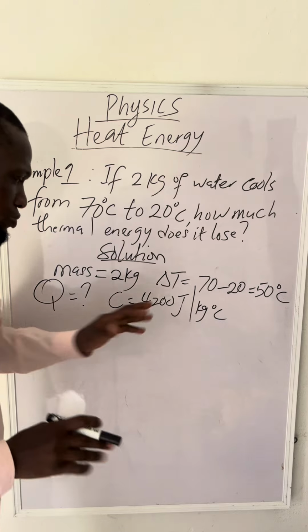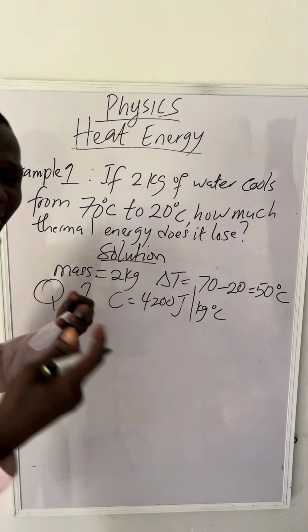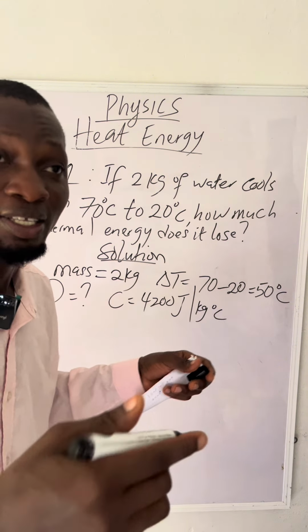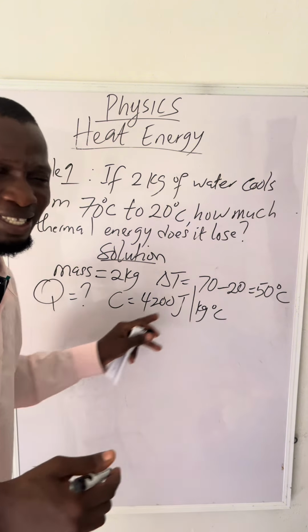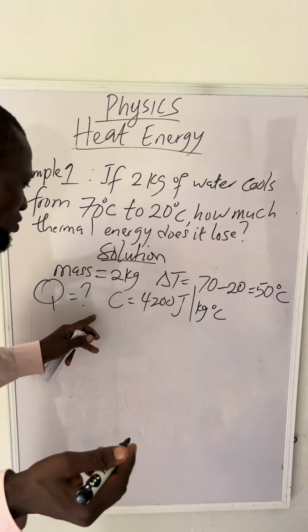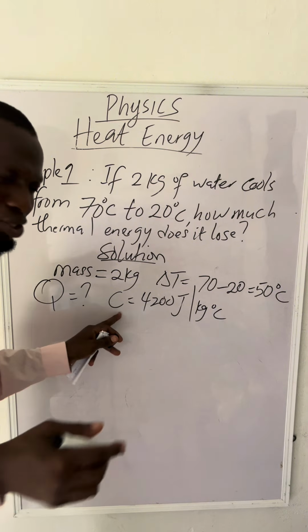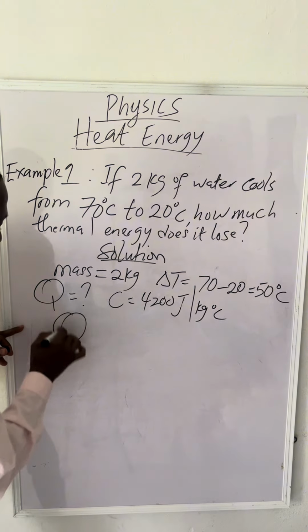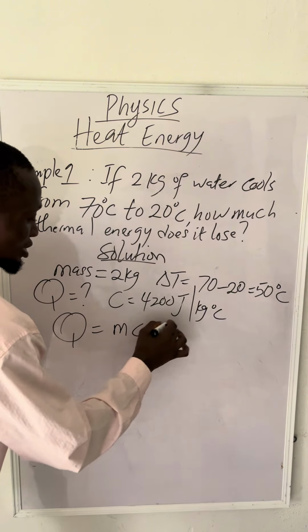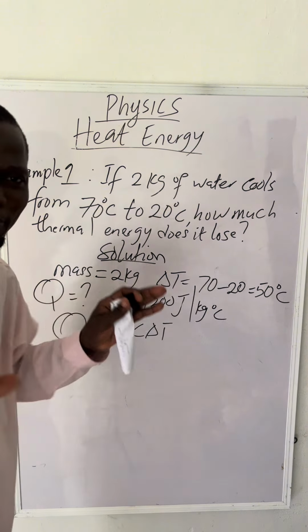Do you understand? So now I can substitute. I know the formula that is suitable for this, because they did not give me its capacity. They gave me mass, temperature difference or temperature rise, and Q is there, and then C. So the formula to apply is Q equals mc delta T. So I will put all of this into this and solve.